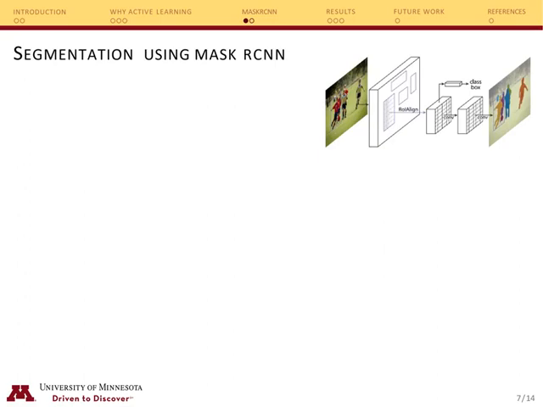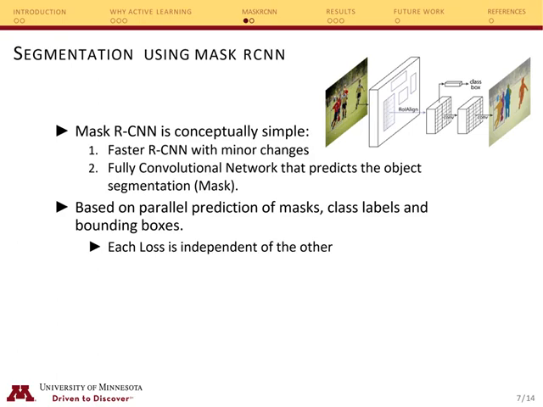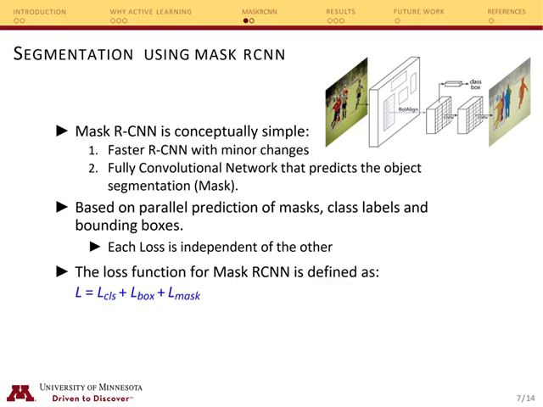Mask RCNN is conceptually simple, if you know how Faster RCNN works. It's simply a Faster RCNN plus another fully convolutional network, which is connected to the region proposal network, that predicts the output segmentation, also known as the object mask. It's based on parallel prediction of object masks, classes, and bounding boxes. The loss function for Mask RCNN is simply the sum of classification loss, bounding box loss, and mask loss.